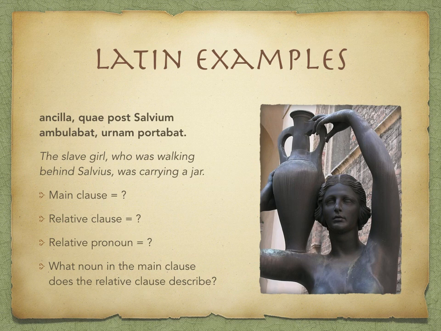This one's a tricky one because the main clause is actually split across both ends of the sentence. Ancilla urnam portabat. The slave girl was carrying a jar. The relative clause is the bit inside the commas, quae post salvium ambulabat. So that relative pronoun quae links the two parts of the sentence together and describes the ancilla in the main clause.